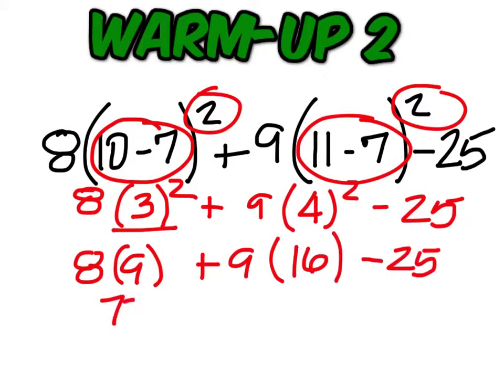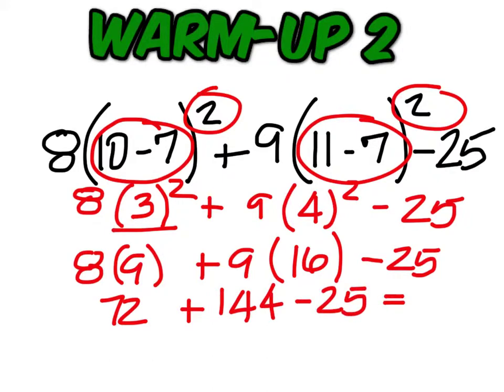8 times 9 is 72. 9 times 16 is 144. If you subtract 5 after that addition, you should come up with 191.